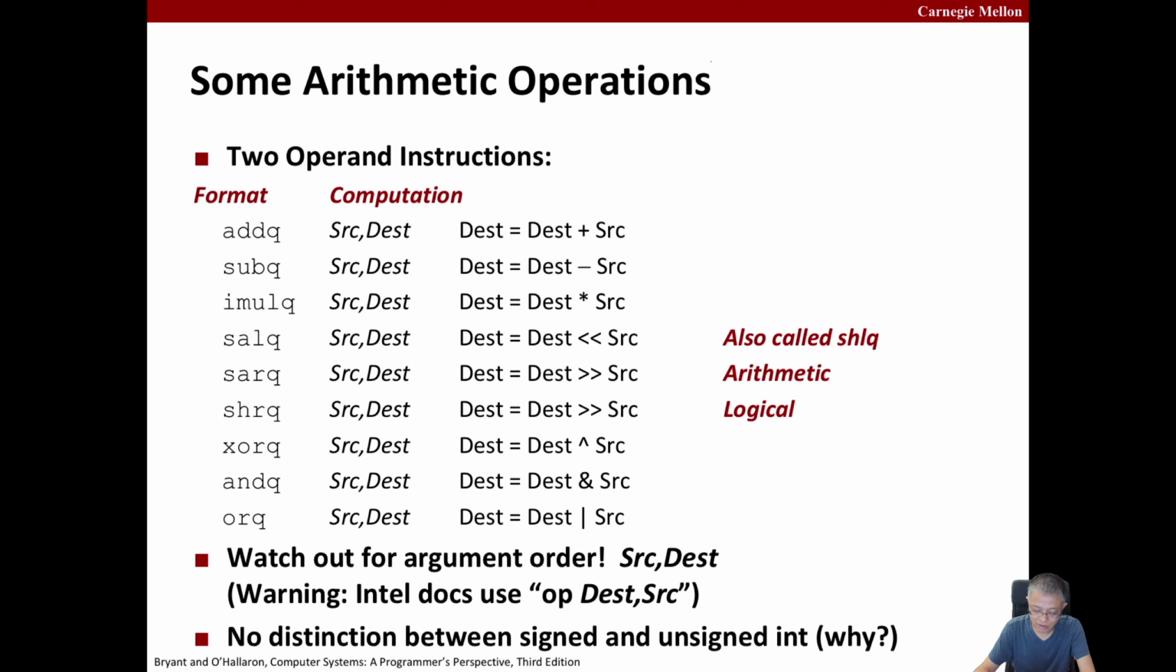Okay, so here we have some common arithmetic operations. We have addition, subtraction, multiplication, shift left, shift right, and another shift right, but it's a different kind of shift. We have XOR, AND instruction, or OR instruction. Again, the entire document uses opcode, destination operand, and source operand. This is different from what GCC uses.